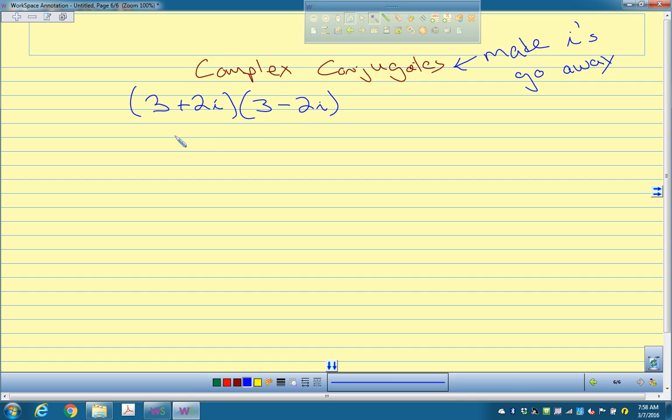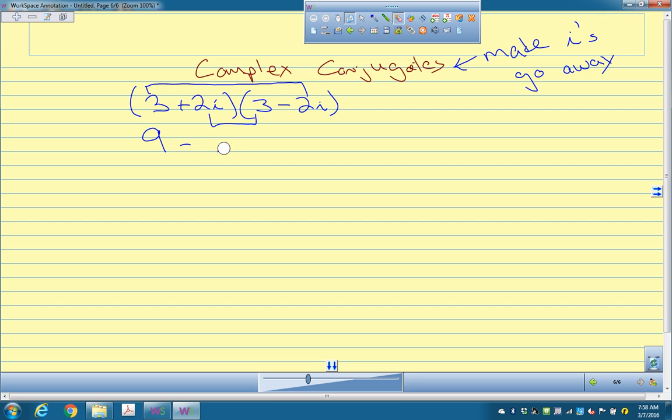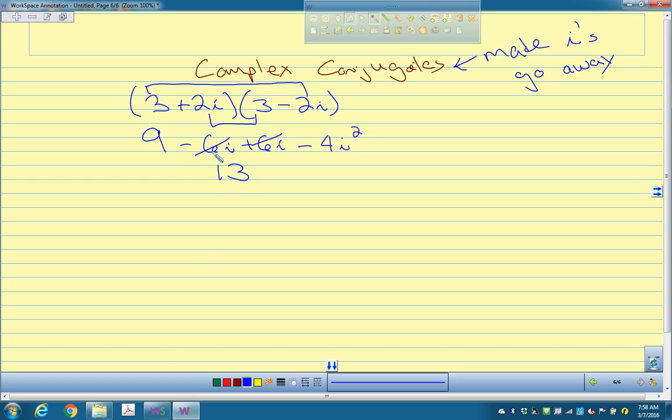And then you FOIL that, right? So you get 3 times 3, which makes 9, okay? This times this, and this times this, which cancel each other out. One is minus 6i, and one is plus 6i, and then this times this makes minus 4i squared, okay? And so what's negative 4i squared equal to? Positive 4. So you get 9 plus 4, which makes 13, right? And these two things go away, and you're just left with plain old 13, okay?